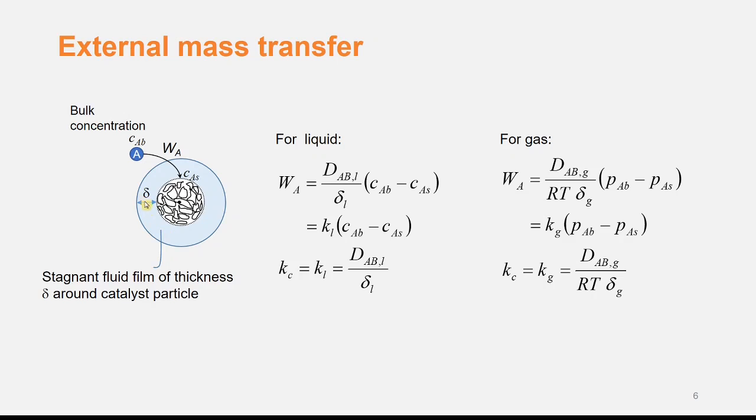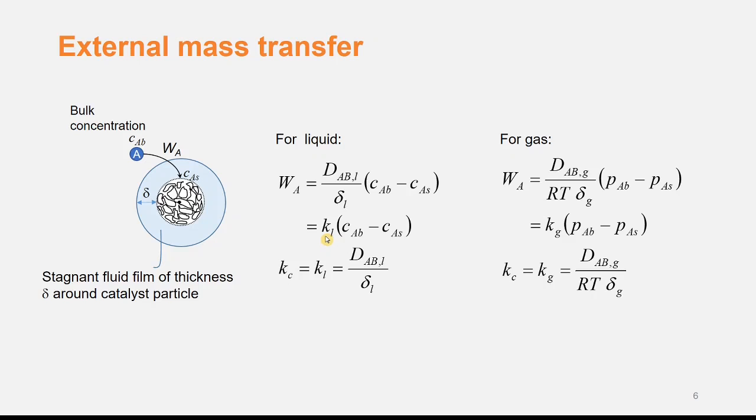The rate of mass transfer is proportional to the difference in concentrations in the bulk and at the catalyst surface, and the constant of proportionality is the diffusivity divided by the thickness of the film. We can think of the thickness of the film as the resistance to mass transfer. Generally, we call the diffusivity divided by the film thickness the mass transfer coefficient, denoted by K and a subscript depending on where the mass transfer is taking place.